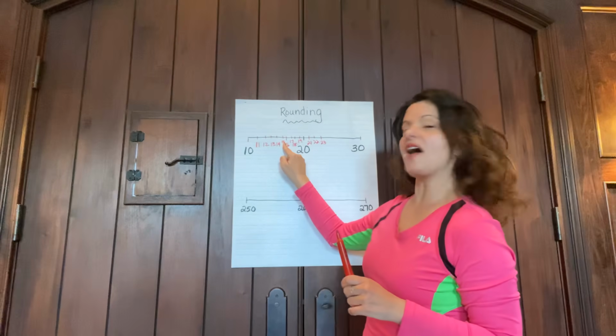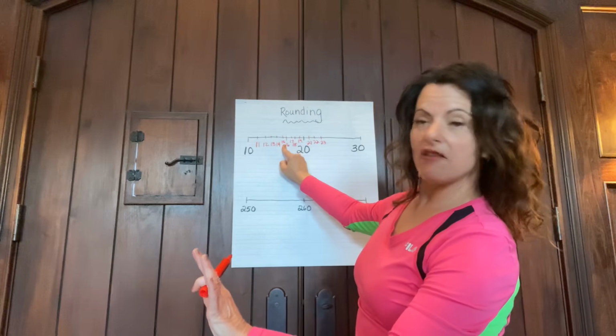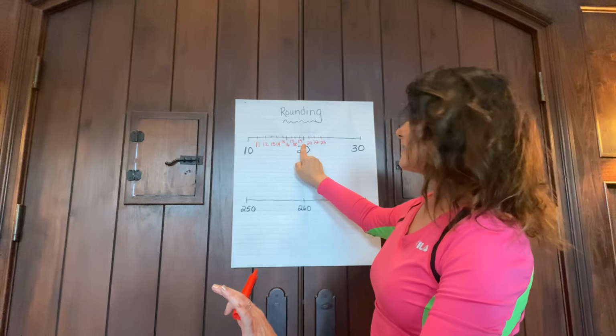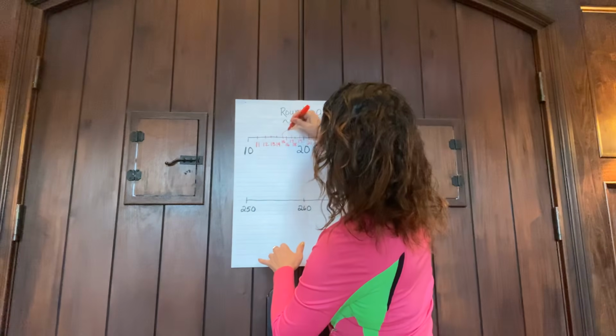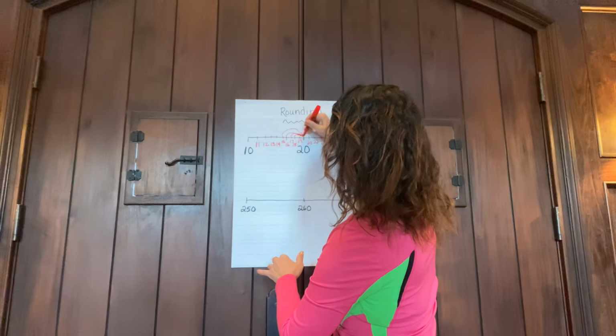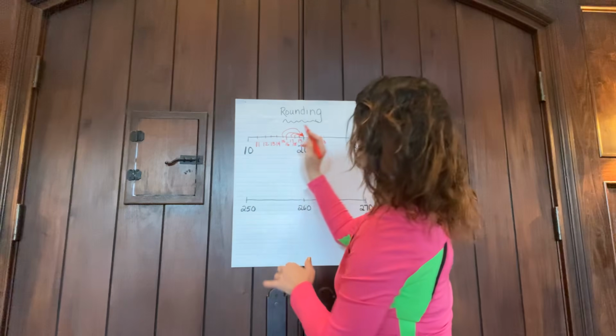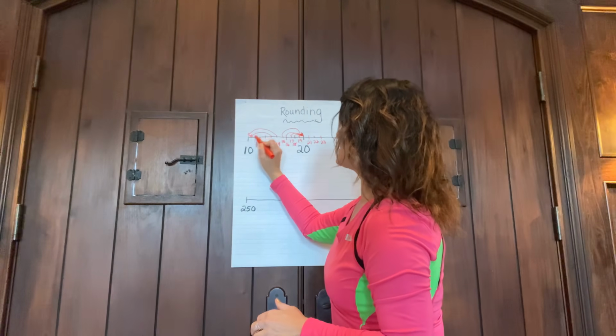So if it ends in a 5, if there's a 5 in the ones place, 5 and above, give it a shove, push it up to the next 10 that's higher. So these numbers all round up. We drew little arrows like this in class. These numbers all round down.